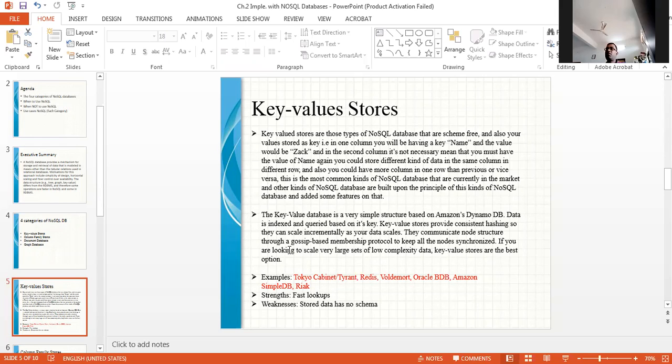It depends on Amazon's Dynamo database. Dynamo database means where the data is indexed and queries are based on its key. Means what? Data is indexed.